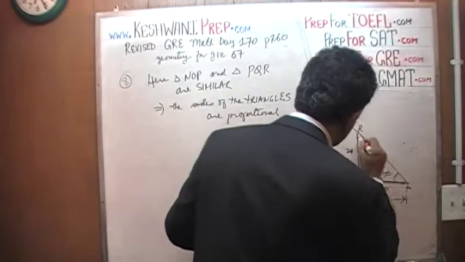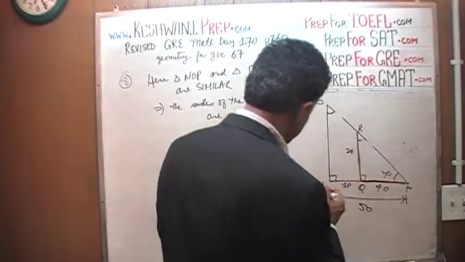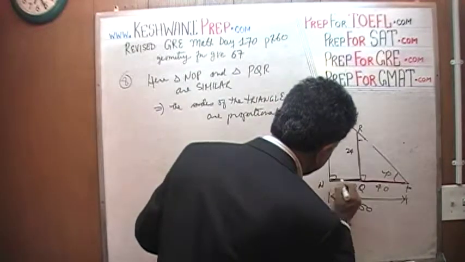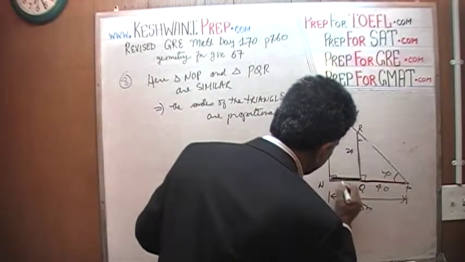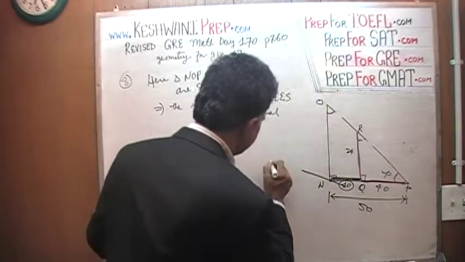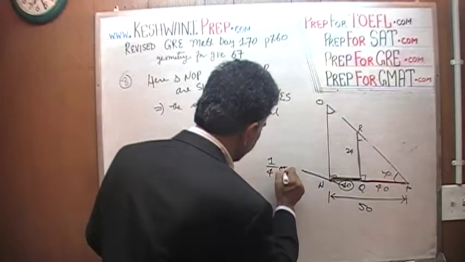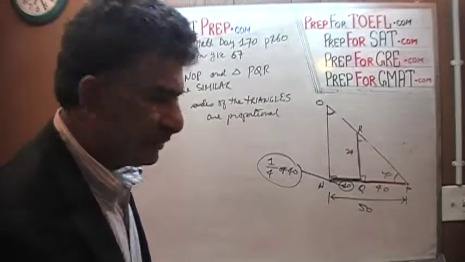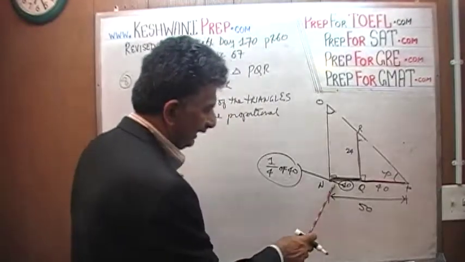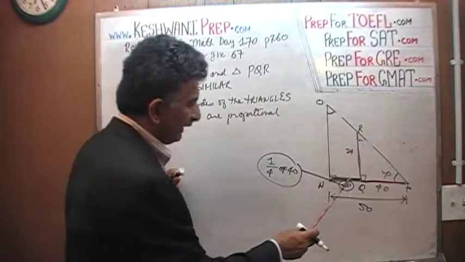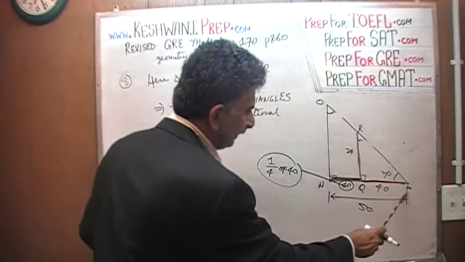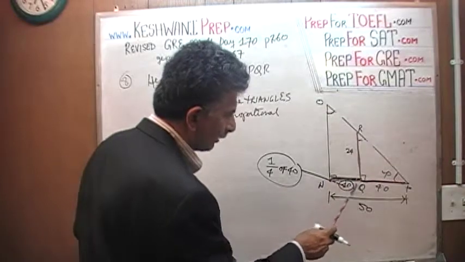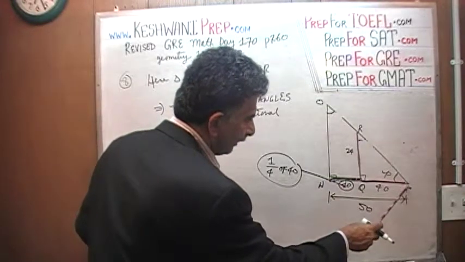This is 40 and this is 24. And then we extend it by 10. This part is 10. This 10 is simply 1/4 of 40, isn't it? Which means that the bottom part, the base of the triangle, listen carefully, the base of the triangle NOP, is 1/4 more than the base of the triangle PQR.